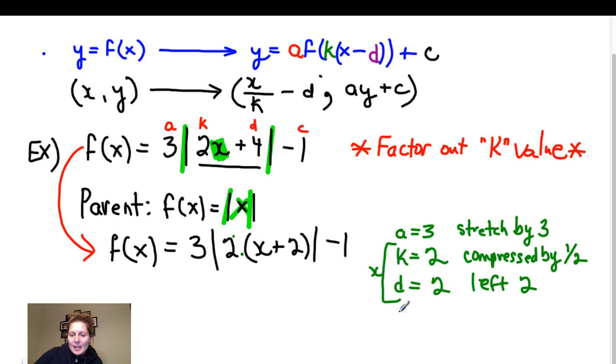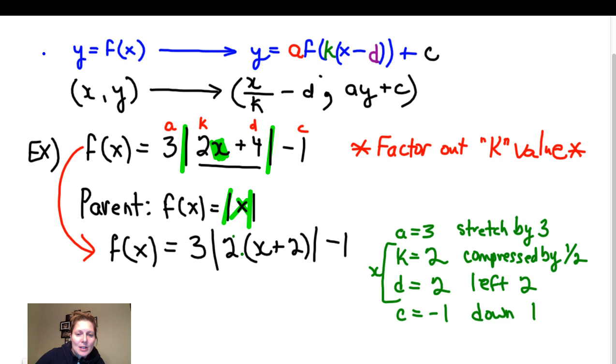Finally, we have this minus 1 at the end. That's going to be our C value. Our C value is at minus 1, and this tells us we're going to move down 1. All right? So the K and the D, they act on the x values. The A and the C, they act on the y values. All right, so now we've got down pat what transformations are going to occur.